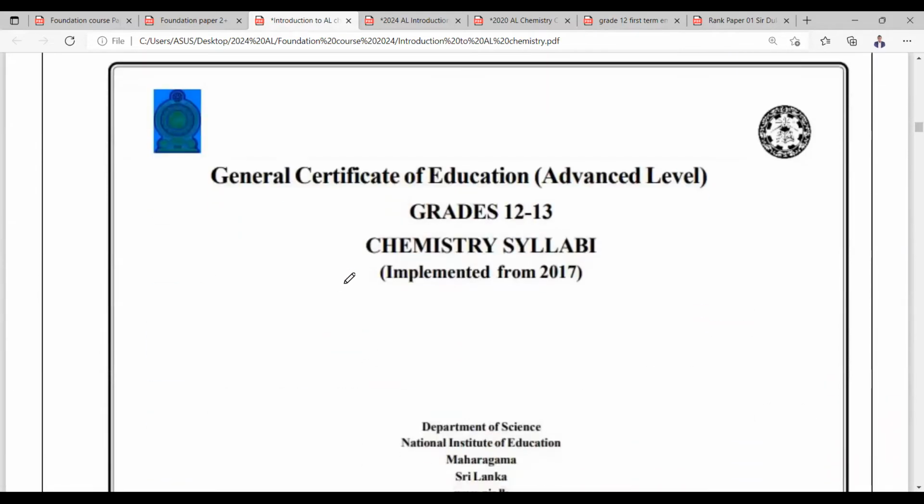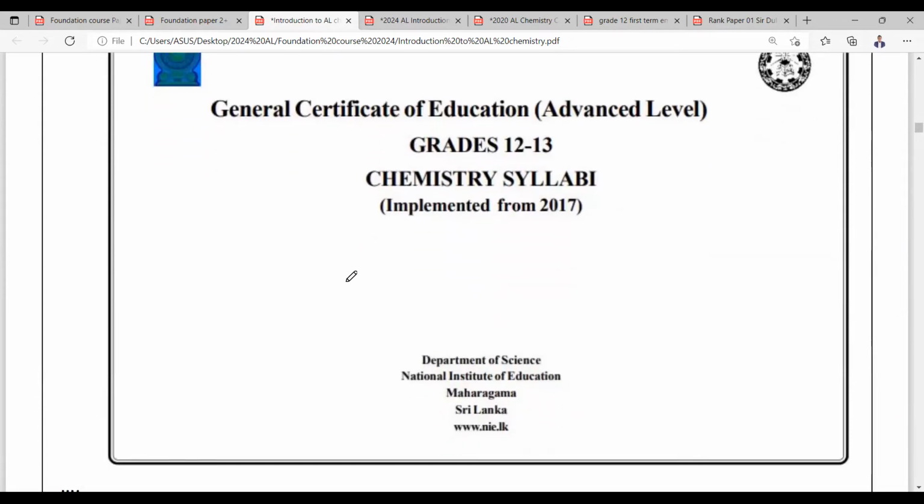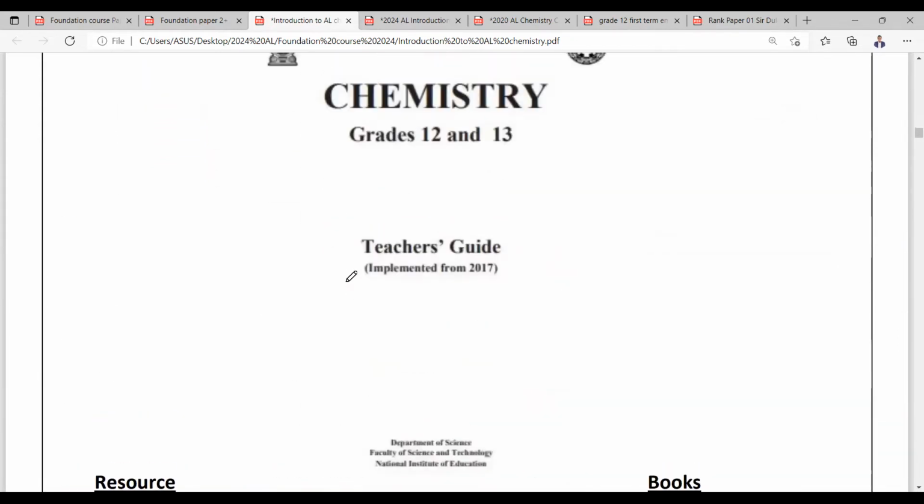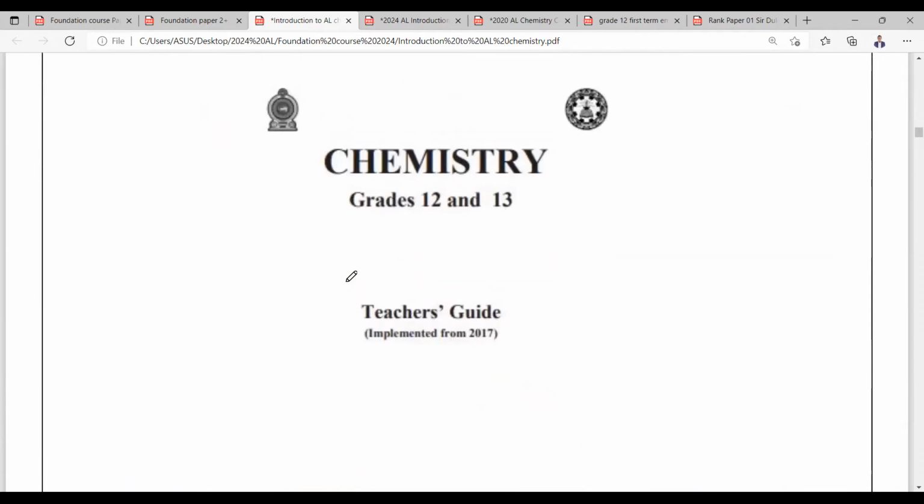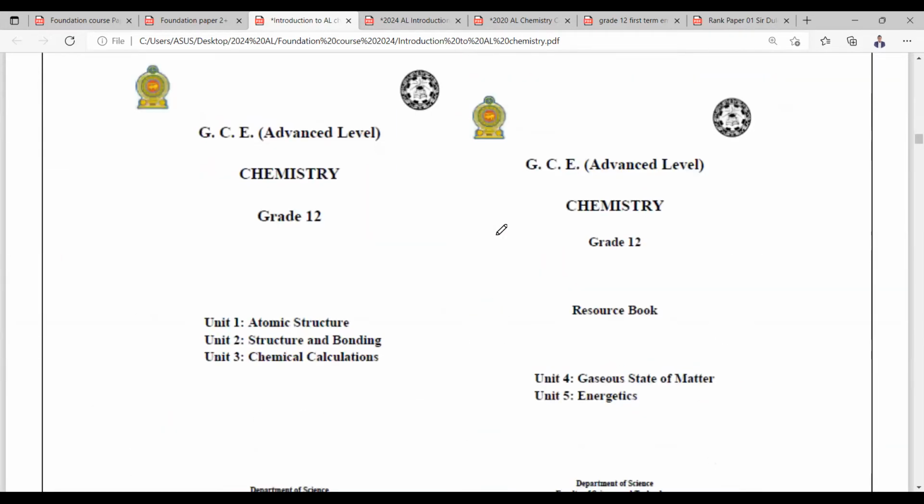And then this is your syllabus. There's a book called Syllabus, and this is also available on ni.lk. This is your teacher's guide. If you want to refer to the teacher's guide, it's available here. It's not a resource book. So these are the resource books.